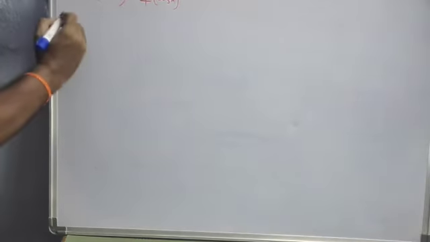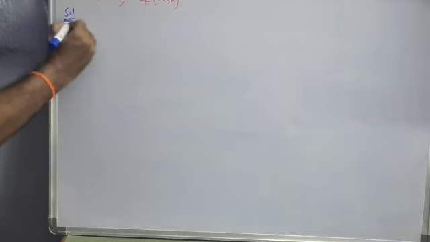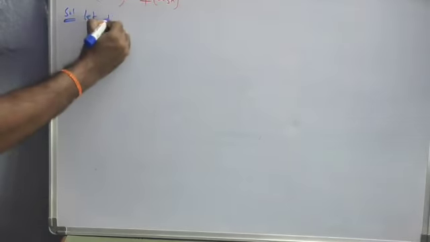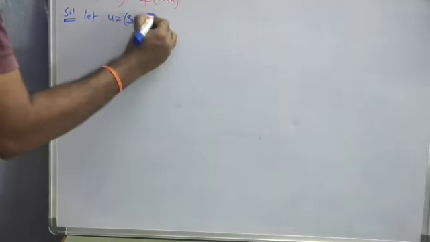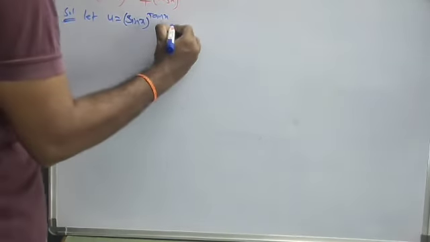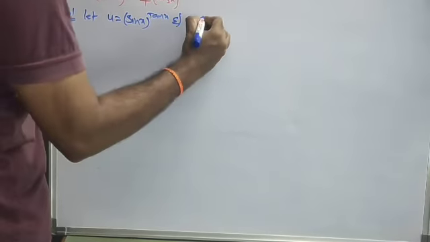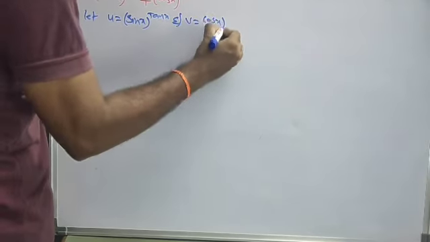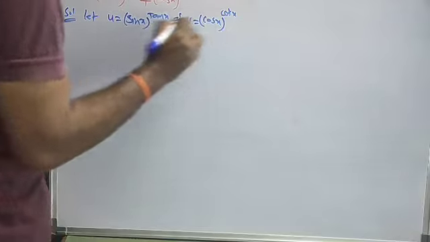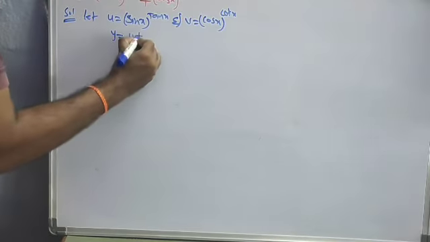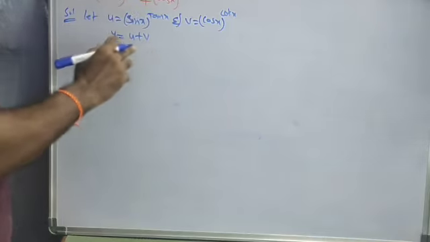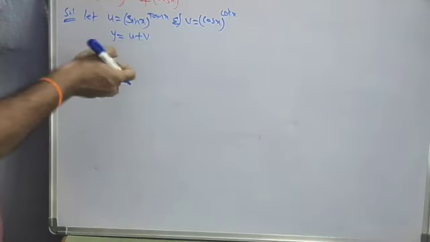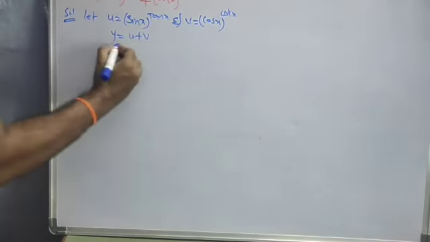Okay, observe here in the solution. Let u equal to sin x to the power of tan x and v equal to cos x to the power of cot x. That means y equal to u plus v. You can take other letters also, like a plus b. That is your choice. In this problem I am taking u and v.